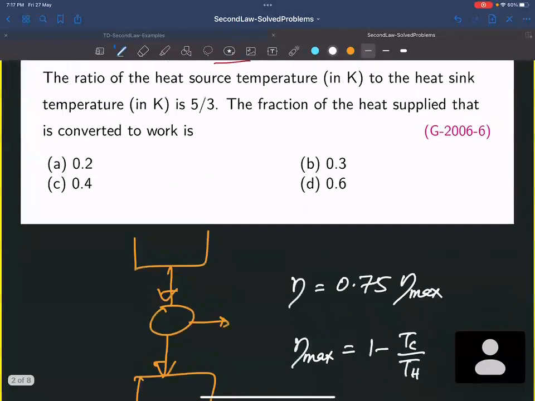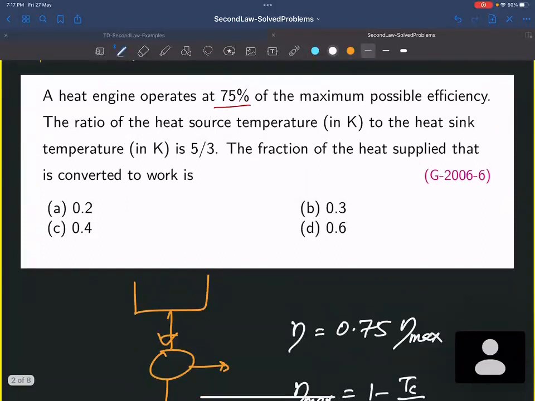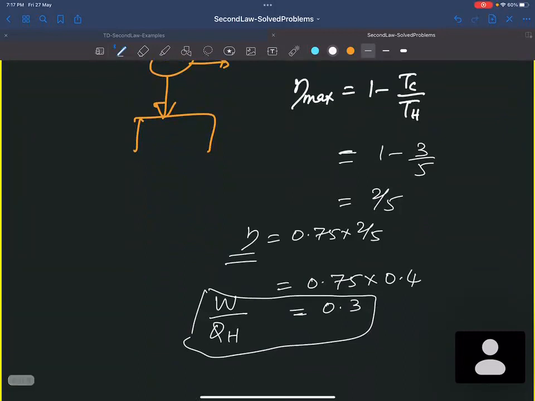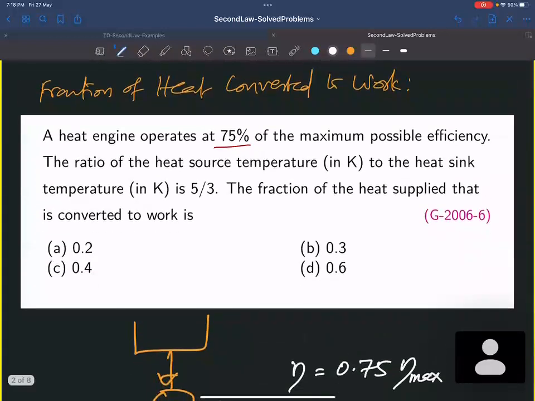What is asked is the fraction of heat supplied that is converted into work. This 0.3 is nothing but the fraction of heat supplied that is converted into work, simply W by QH. This is the answer expected. Correct? Who is our Rohit? Are you listening? Maybe sir, 0.3 will come, sir.